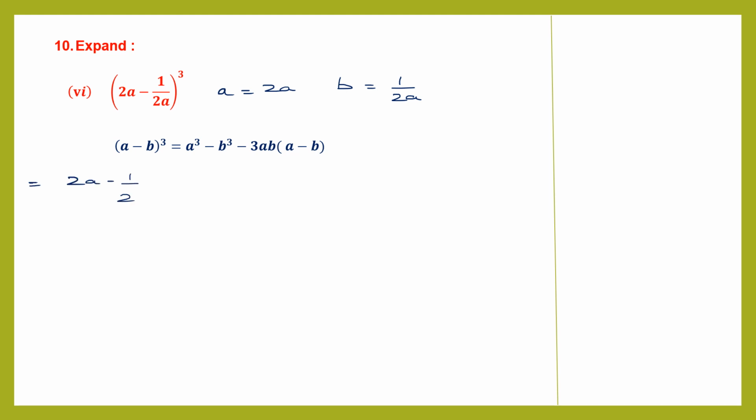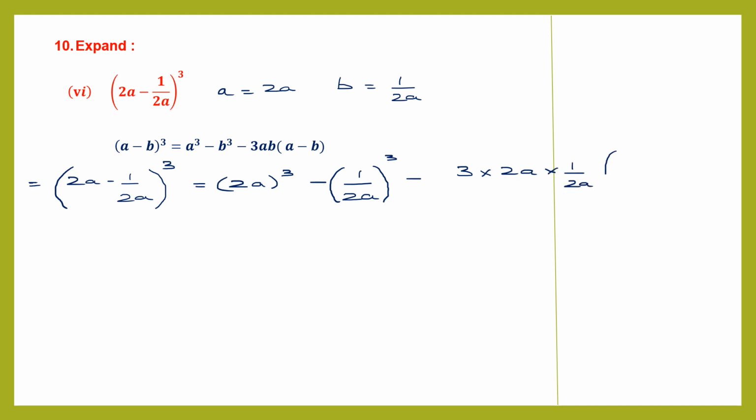2a minus 1 by 2a the whole cube. This is equal to a cube, and a is 2a and b is 1 by 2a. Remember that. So a cubed is 2a the whole cubed minus b cubed. B is 1 by 2a, and the cube of this, 1 by 2a the whole cube, minus 3 into a, which is 2a, into b, which is 1 by 2a, and in brackets a minus b. A is 2a minus b is 1 by 2a.